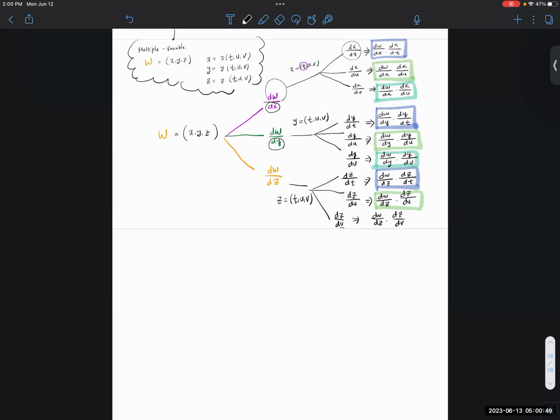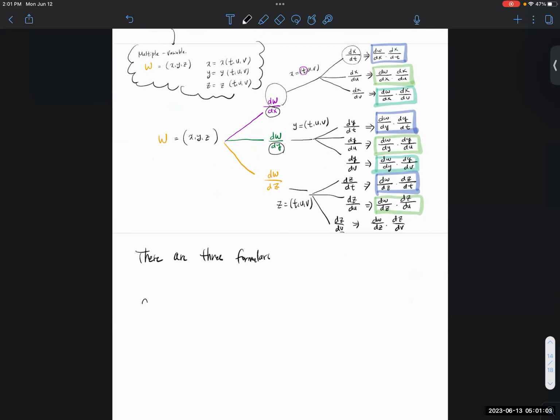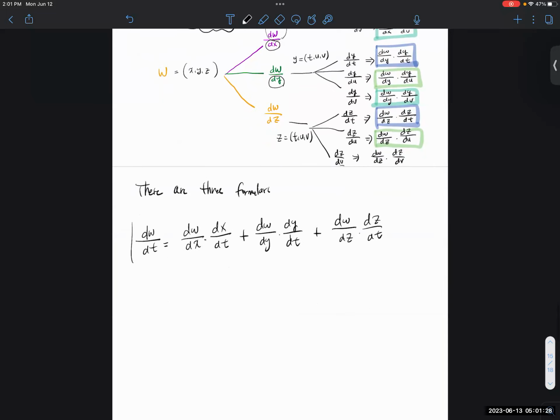We have 3 formulas, like we found out here. We have a 2 formula. We have a 1 formula. We have the first, dw over dt family, which is all the blue family: dw over dx times dx over dt, plus dw over dy times dy over dt. And last one, dw over dz, dz over dt. So this is the dw over dt.